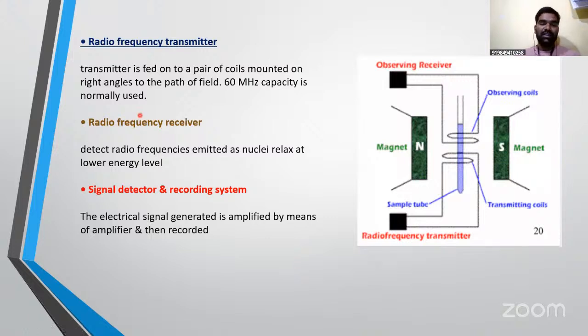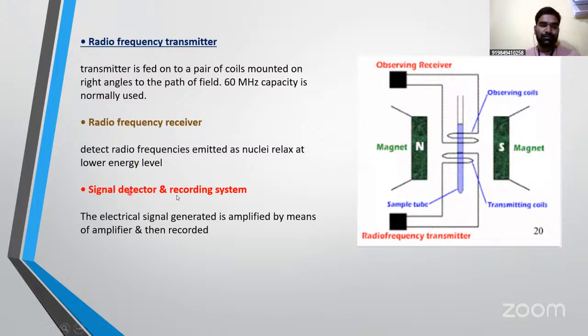Okay. Radio frequency receiver. Next one is radio frequency receiver. It detects radio frequencies emitted as nuclei relax at lower energy levels. What does this radio frequency receiver do? It detects the radio frequencies emitted as nuclei relax at lower energy levels.